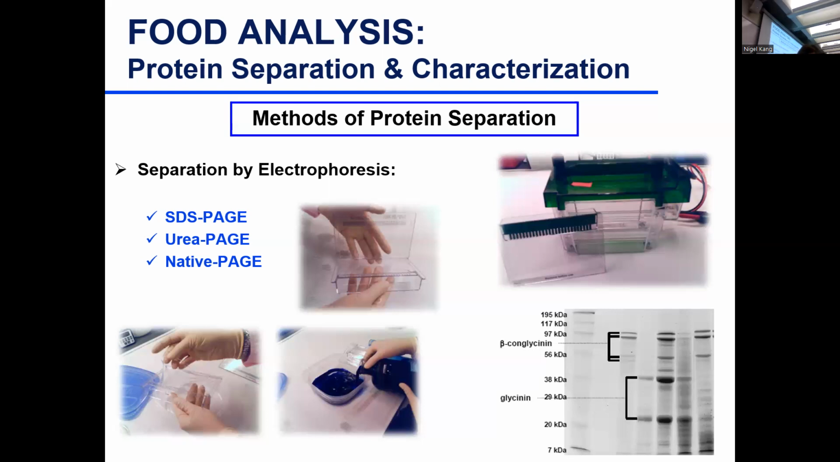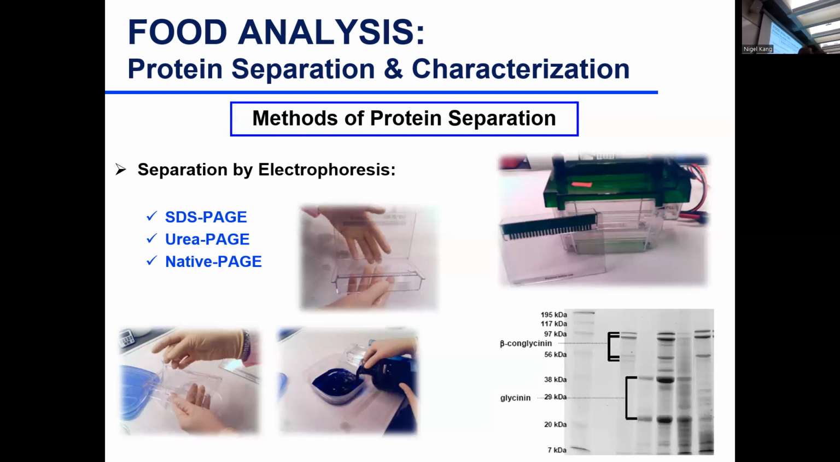And then we put it like this, connected to our power source. So once we load our samples, there is an anode and a cathode. And once the current is applied, our sample, which is a protein solution, starts moving. So the protein molecules are separated based on their molecular weight.